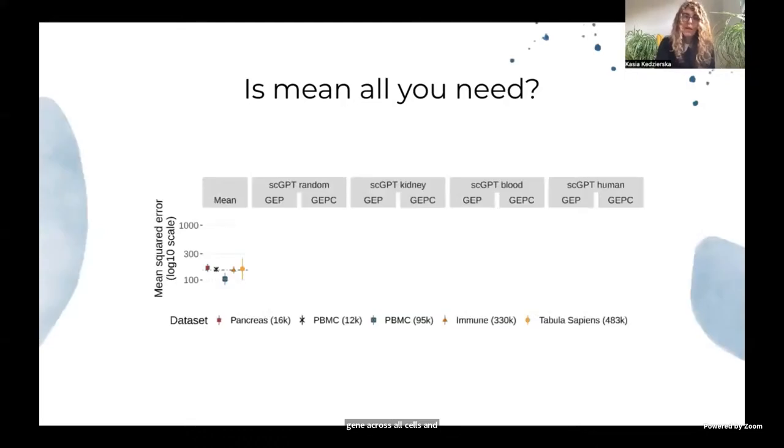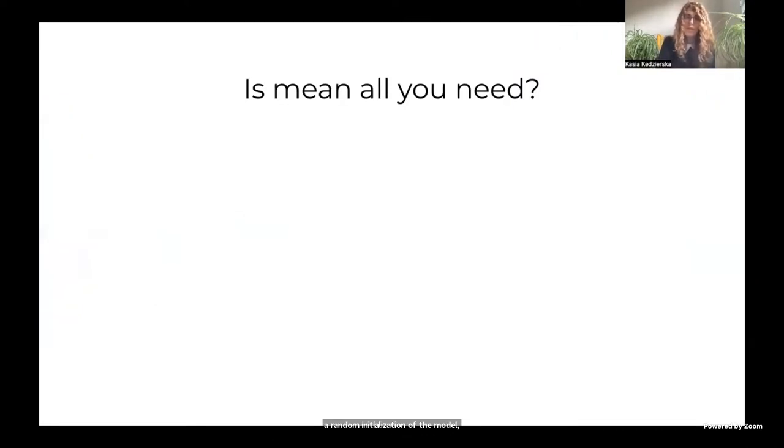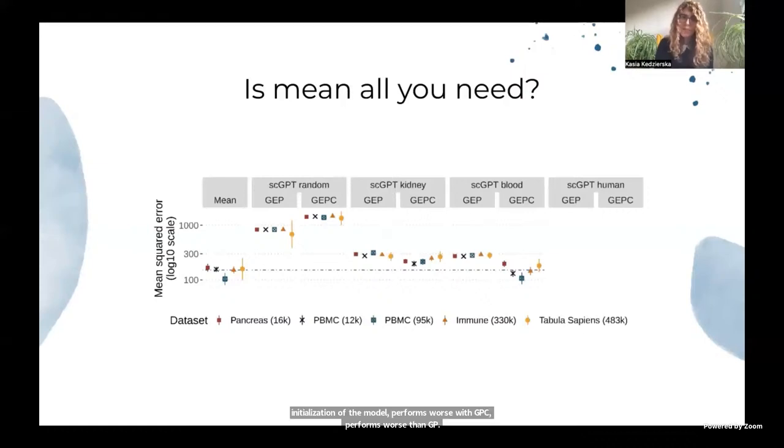So here we plotted in the dashed line the median across all the data sets for the mean bin prediction. And if the model performs better, those values are going to be below the line. And if the model performs worse, the values are going to be above the line. And what we see, as expected, scGPT random, which is a random initialization of the model, performs worse, with GEPC performing worse than GEP. However, when we look at the scGPT kidney and scGPT blood, which are variations of scGPT pre-trained on kidney and blood datasets, we see that those values improve over a random model.